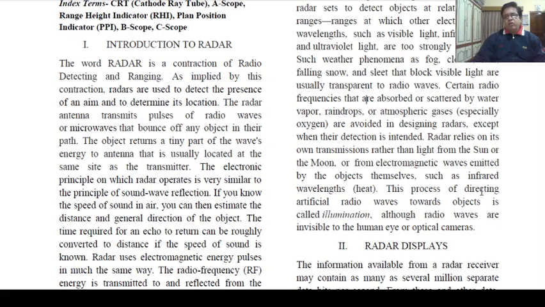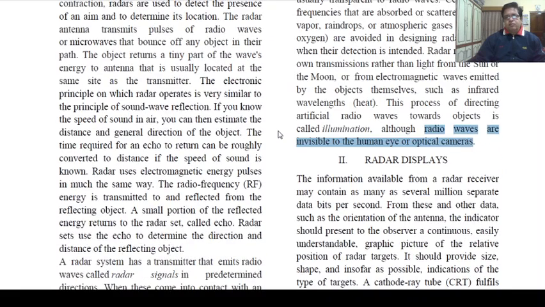This process of directing artificial radio waves towards objects is called illumination. We just illuminate the object. Although radio waves are invisible to human eyes or optical cameras, that is a very important point to be noted by you. So this is the introductory information about the radar and how radar operates.